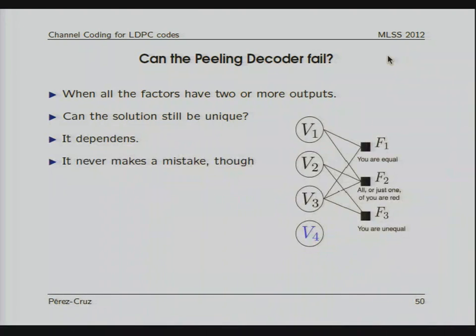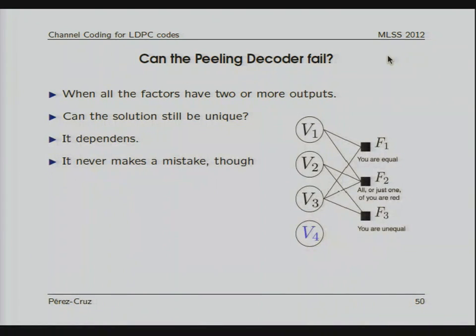One thing that you can see in here, and this is why we put this example, is that the peeling decoder fails. But the maximum a posteriori solution is unique. You can see that F1 is telling us that B1 and B3 have to be equal.